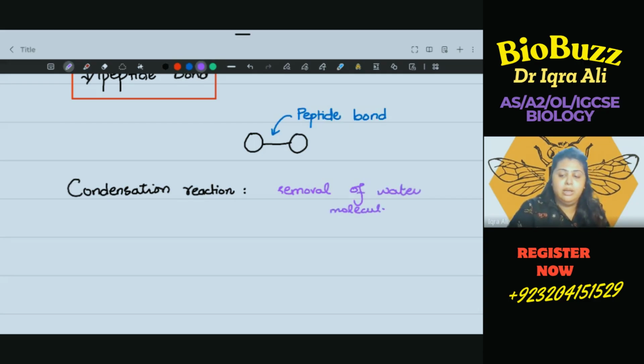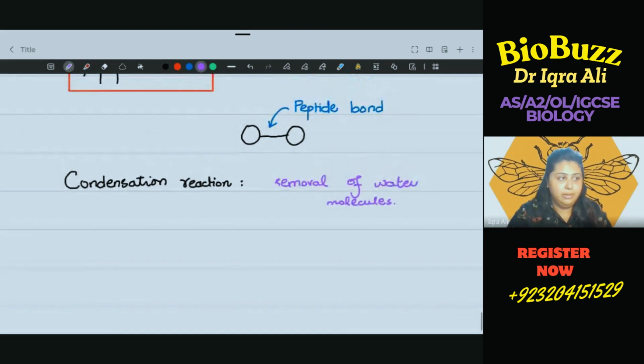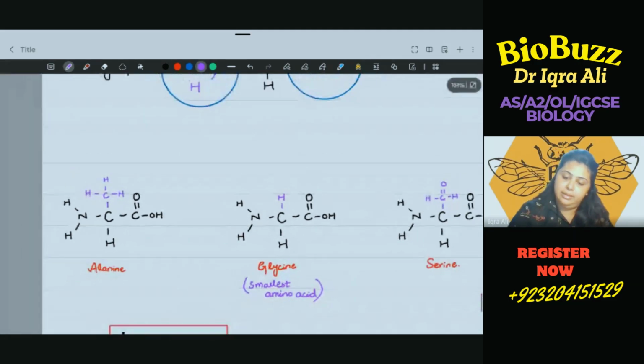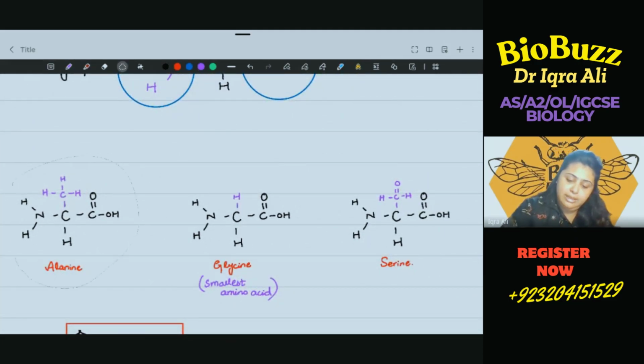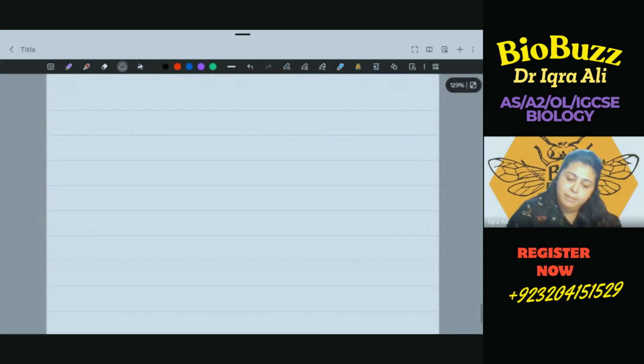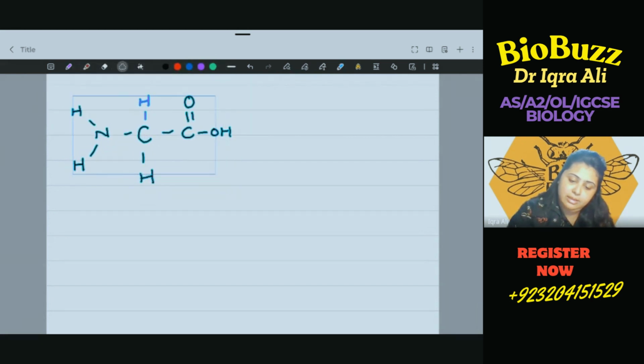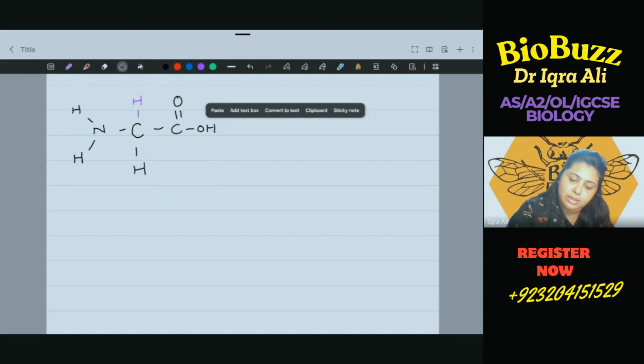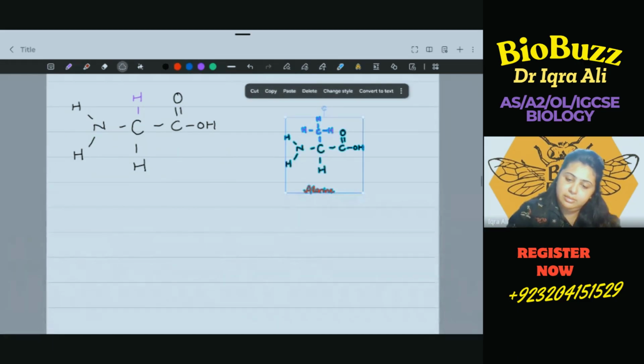So let's take two different amino acids together. So let's take glycine and alanine. I'm going to take the alanine and the glycine over here, and we will join these two amino acid molecules to form a peptide bond. This is alanine, this is glycine, and I'm going to join the glycine with the alanine.